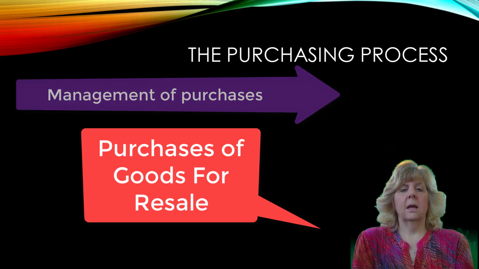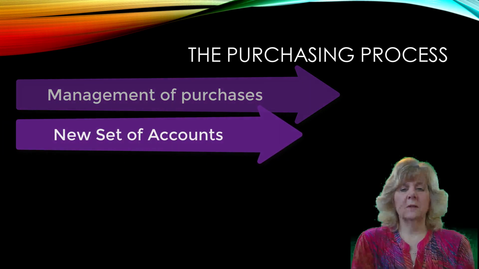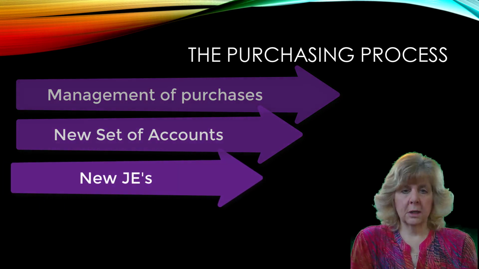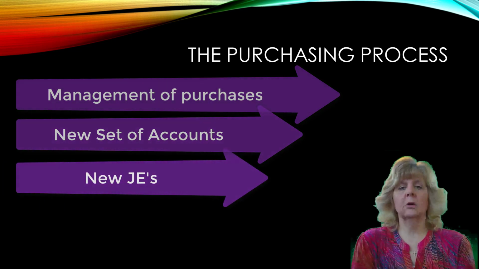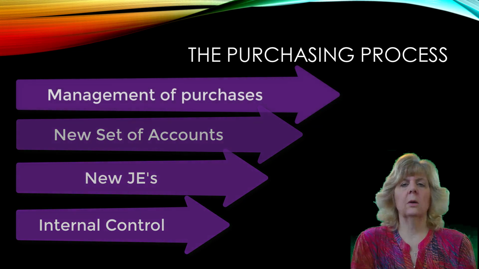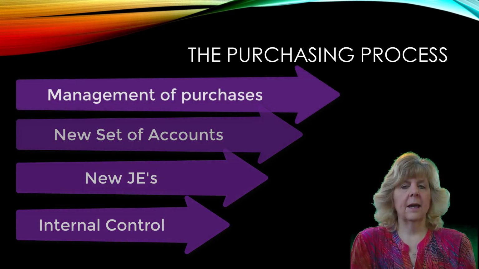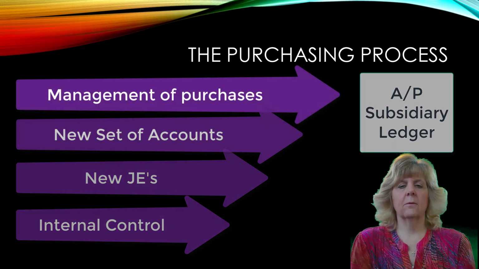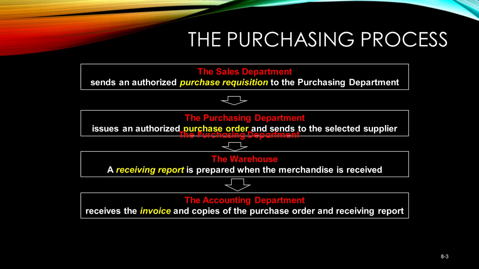The buying side of the house will require a new set of accounts as well as new journal entries for the buying or the purchasing transactions. In addition, we'll talk about the importance of internal control in the purchasing process, and eventually we'll introduce the other side of the house, the subsidiary ledger for accounts payable.